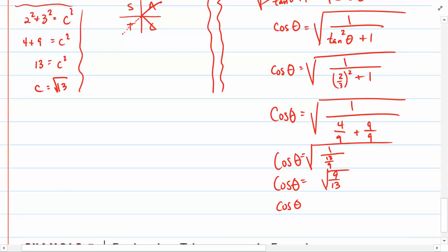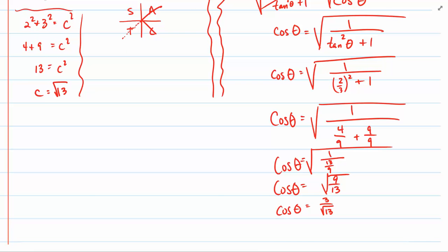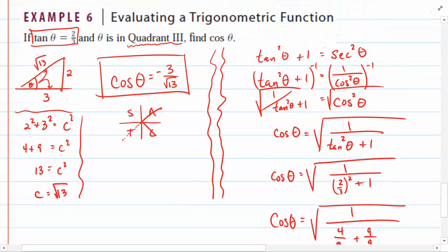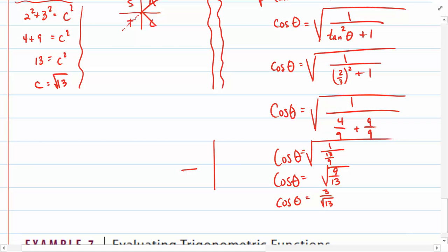And cosine of theta then is equal to the square root of 9 over the square root of 13, which is 3 divided by square root 13. And while we think we might be done here, please remember that we are dealing with an angle measure of theta inside the third quadrant. All students take calculus. Cosine is only positive in the first and fourth quadrant, so when I have an angle measure in the third quadrant here, this must also be negative.